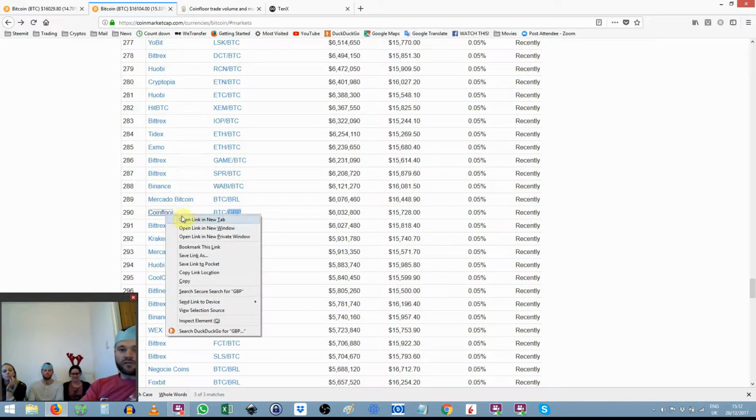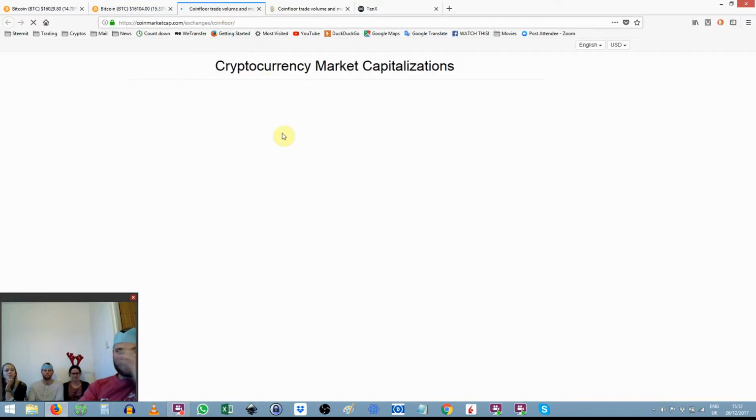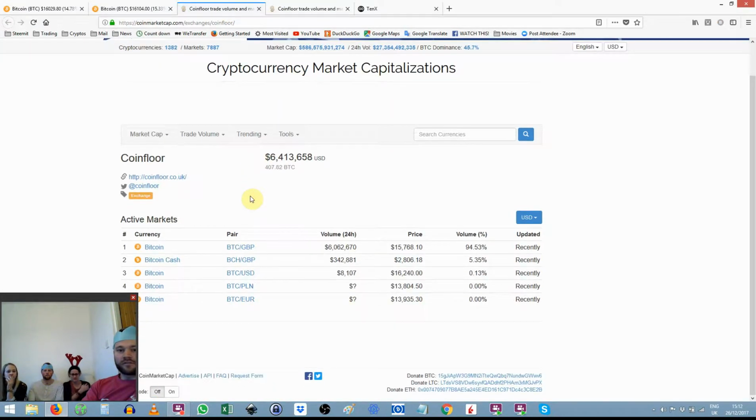So let's have a look at CoinFloor. CoinFloor is the next one, where you can exchange pounds and bitcoins. So this one's got two. It's got Bitcoin and Bitcoin Cash that you can exchange your British pounds for.